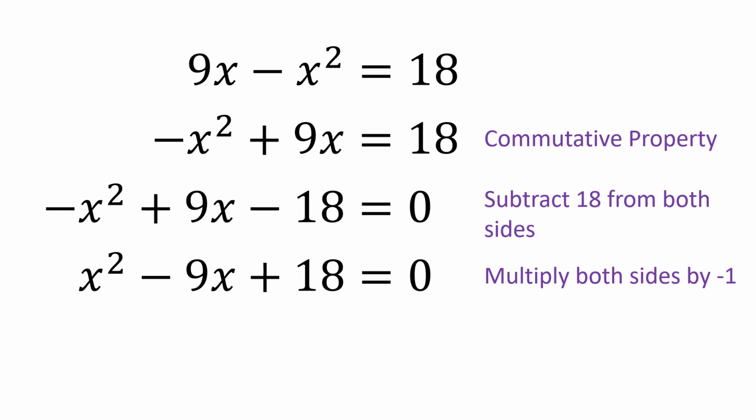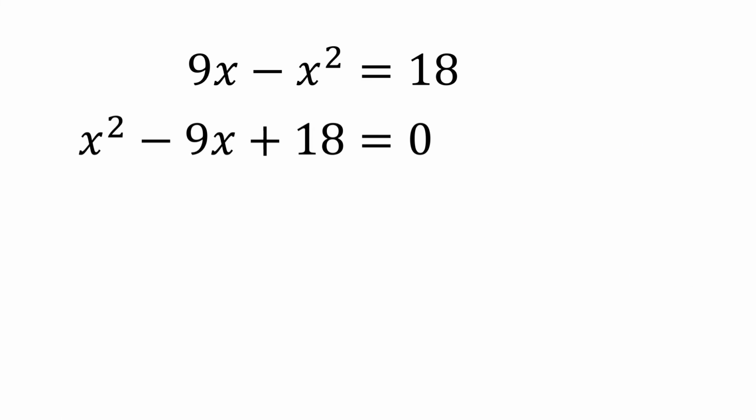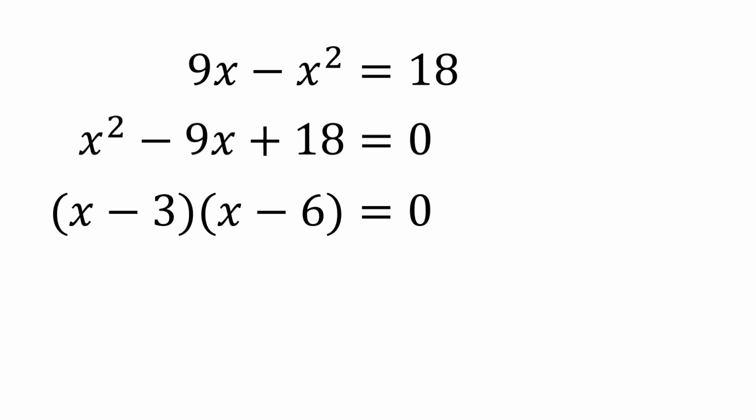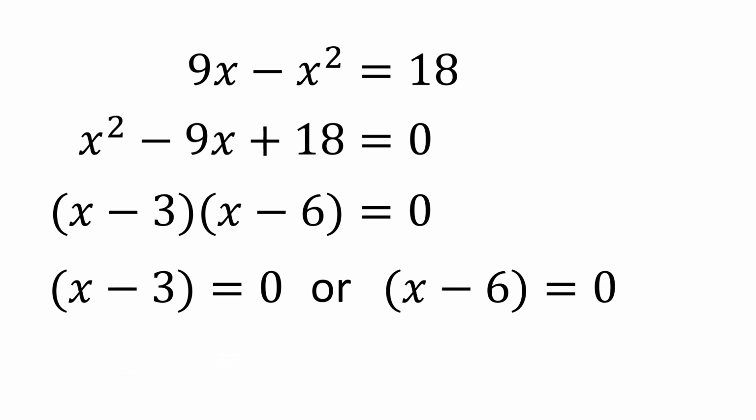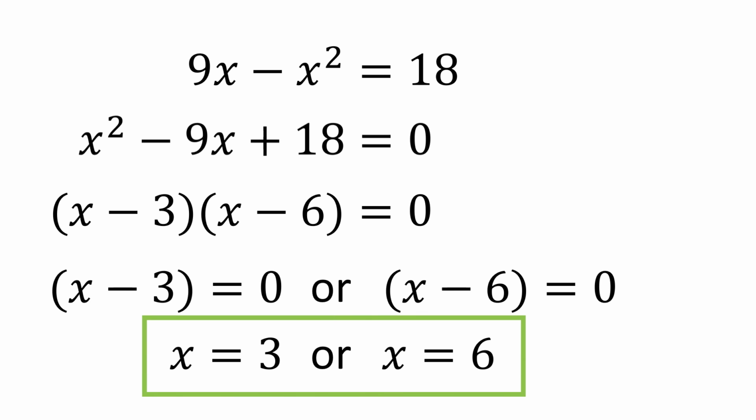Now we factor this trinomial and write x minus 3 times x minus 6 equals 0. By zero product property, we have x minus 3 equals 0 or x minus 6 equals 0. Solving these two linear equations, we have x equals 3 or x equals 6. So therefore, x equals 3 or x equals 6 is the solution of the equation.